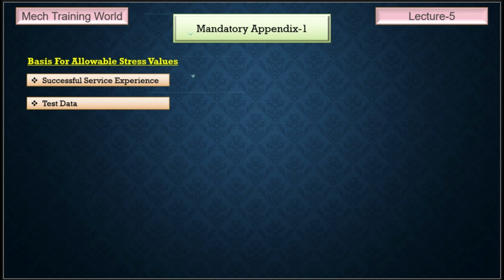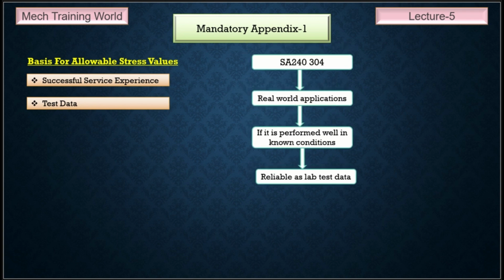So what does successful service experience mean? If you take an SA240 304 material, if a material has been used in real-world applications and performed well in known temperature and pressure conditions, then it is as reliable as lab test data, guys. So we will use this SA240 304 for your conditions, since it has performed well.